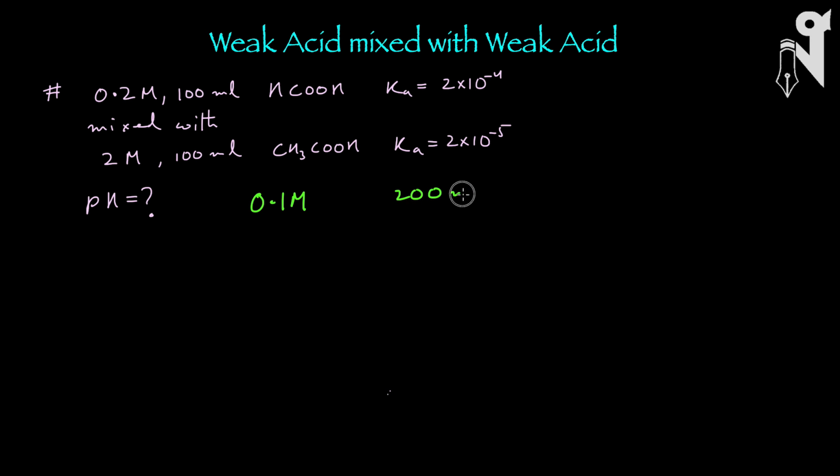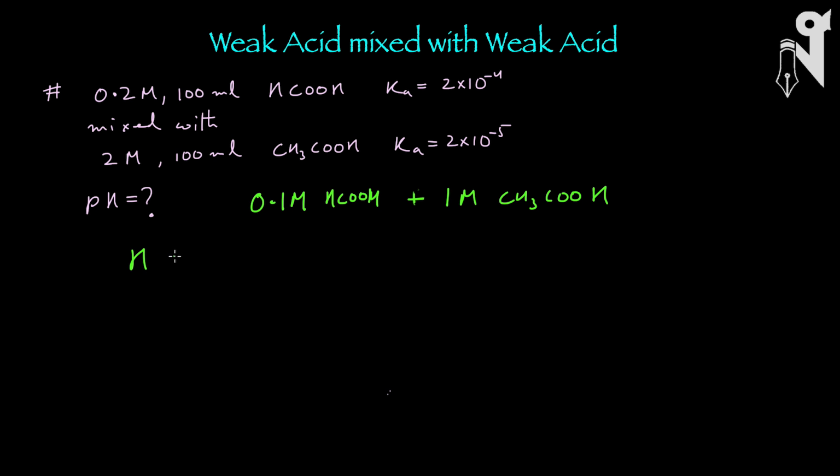The total volume has become 200 ml. So the concentration has become 0.1 molar formic acid, right? So 0.1 molar formic acid, and you will have that mixed with how much of acetic acid? That is also, it's a simple 100 and 100 are taken, so that the total volume is simply doubled, so your molarity is simply halved. So 1 molar acetic acid.